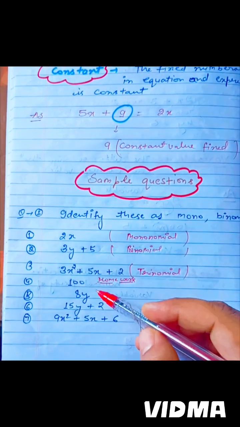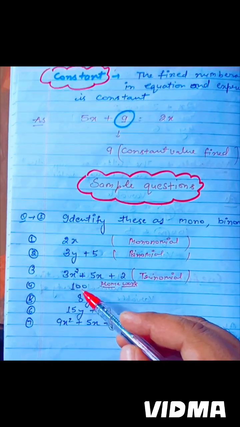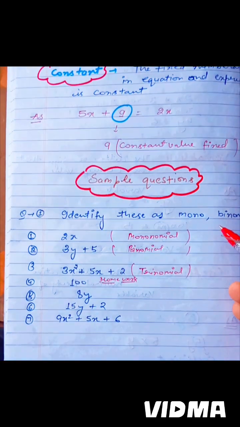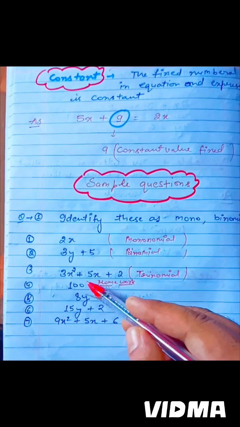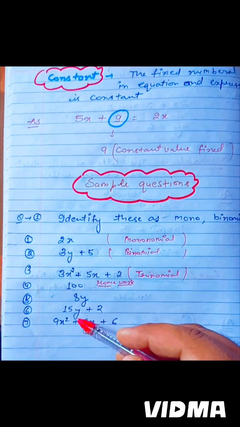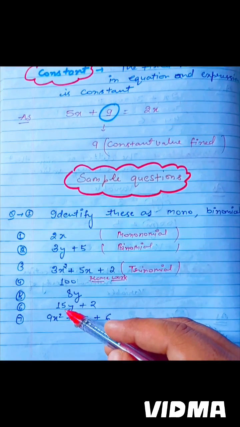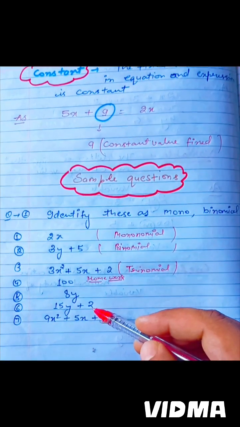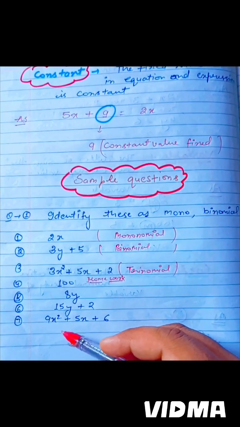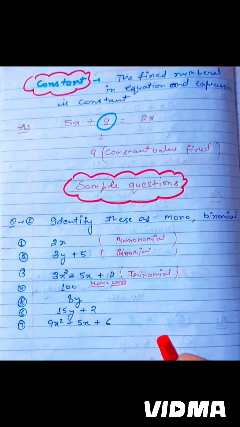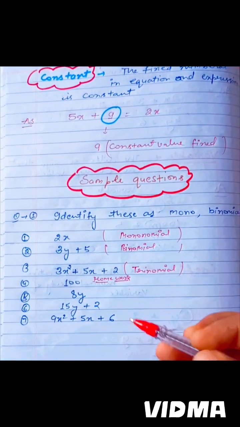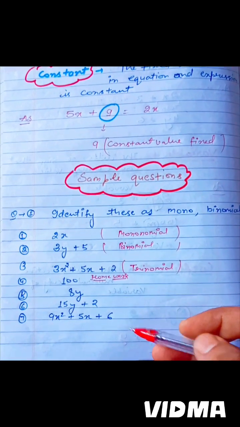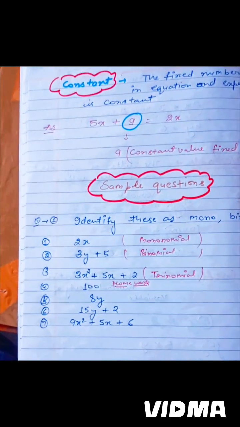Next, some homework for you. First, you have to identify monomial or binomial for these. Number 1, 100, number 2, 8y, number 3, number 4, 15y plus 2, and another equation 2x plus 9x square plus 5x plus 6.